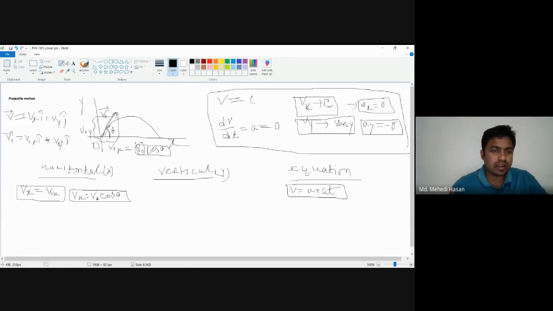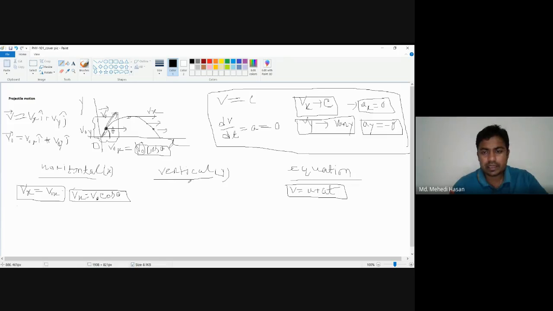So the x component of the velocity at that point, or at that point, or at that point will remain constant. This is the direction of vx, this is the direction of vx, and this is the direction of vx. So all vx are constant here. Velocity along the x-axis is constant, then vx equal to v naught cos theta.